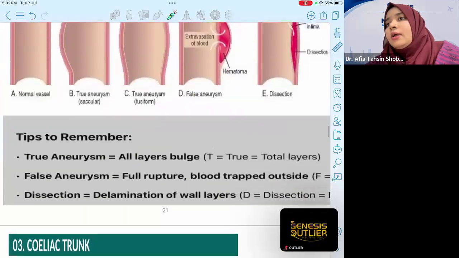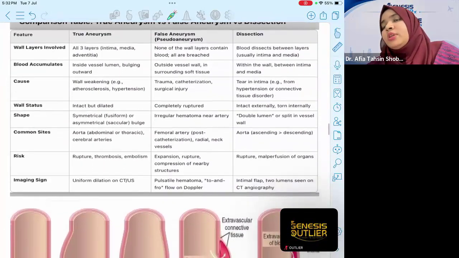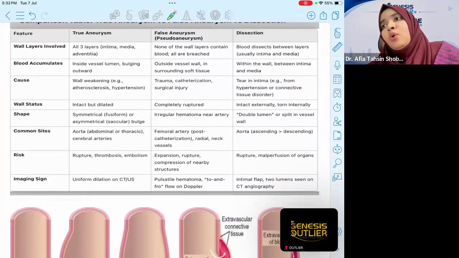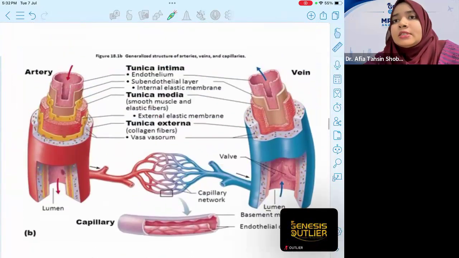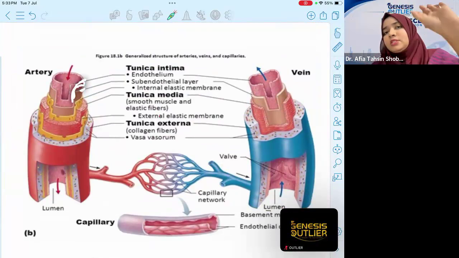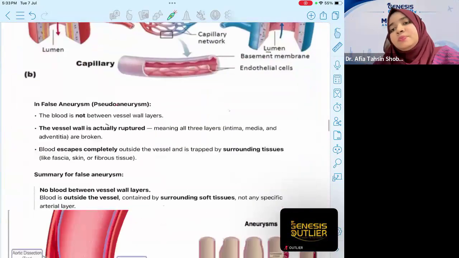Okay, now in dissection, another information is that blood will accumulate within the wall, between the intima and media. See here, this is intima and this is media. So blood will accumulate between these two. You just have to know this concept.